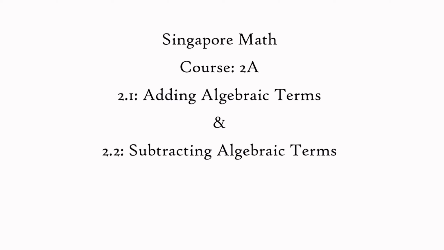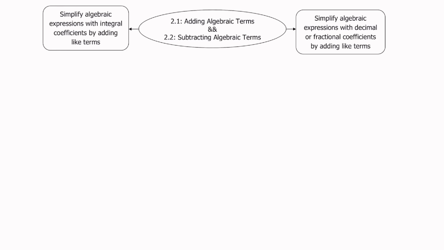So let's get started. In these two chapters, you have two subtopics: simplify algebraic expressions with integral coefficients by adding or subtracting if it's 2.2, and simplify algebraic expressions with decimal or fractional coefficients by adding or subtracting. So these are the two things that you need to understand, and once you know these two things, you can solve questions in this topic very easily. So let's get started with the integral coefficients.